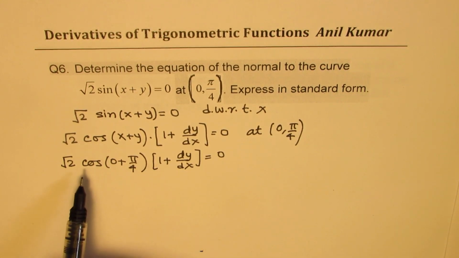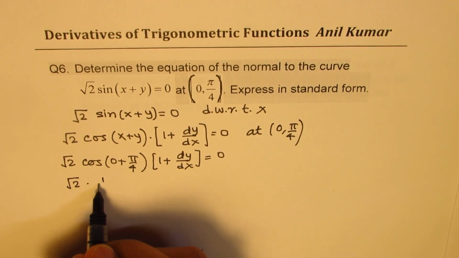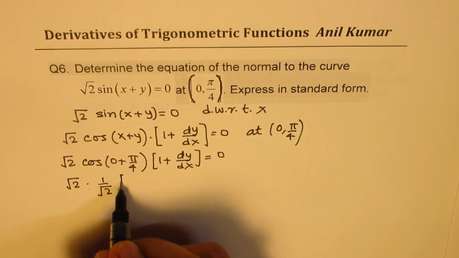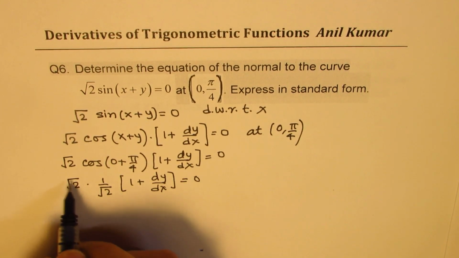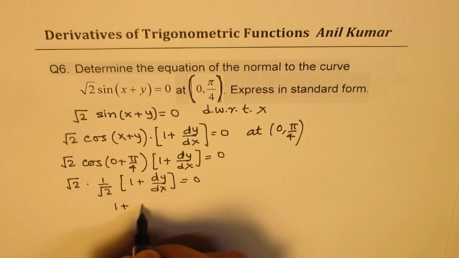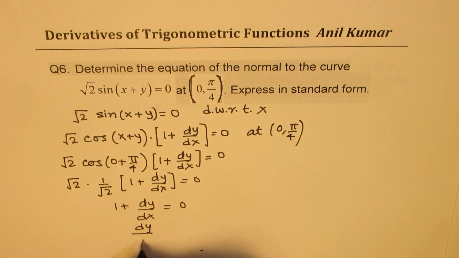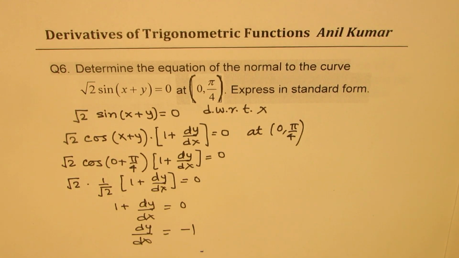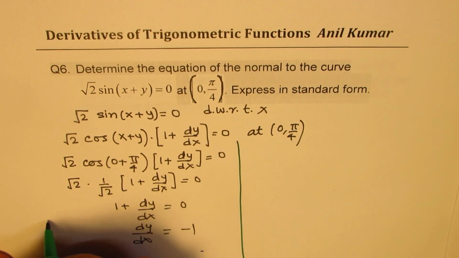Okay. So in this equation, we get square root 2. Cos of pi by 4 is 1 over square root 2. And that times 1 plus dy dx equals 0. And this is 1, right? So we get 1 plus dy dx equals 0, or the derivative dy dx is equal to minus 1. Correct? So we get the derivative at x equals 0. Correct? So that is the derivative.